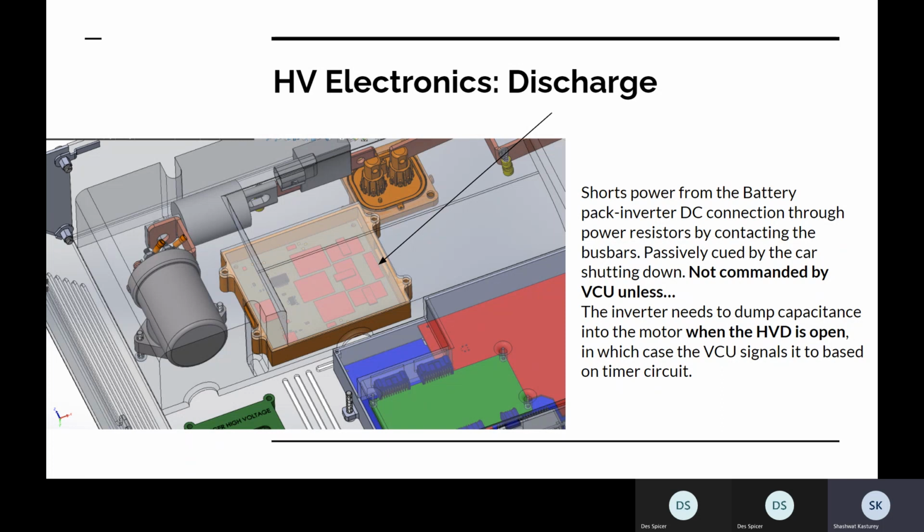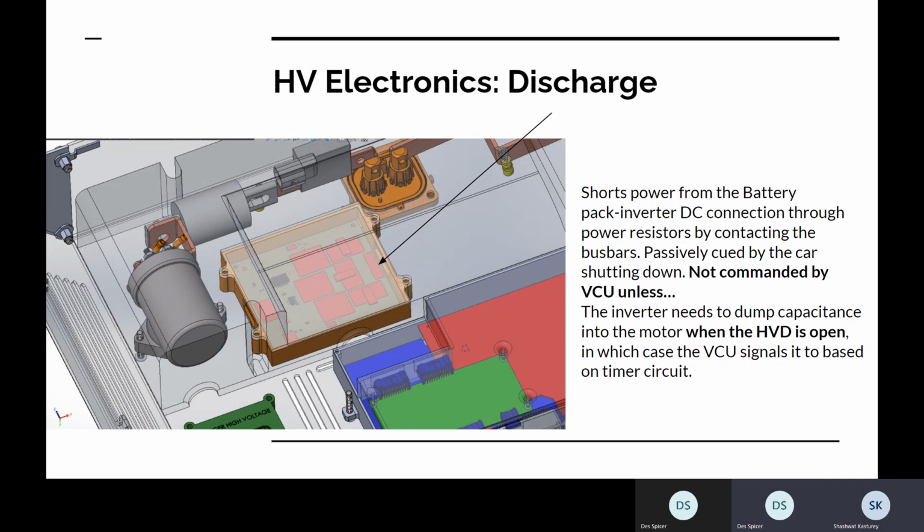Another interesting thing with discharge is that you can discharge the capacitance in the inverter to the motor. We have this handling with the VCU where, say the HVD, the high voltage disconnect, the output connector of the battery pack, is open. The capacitance in the inverter can still be discharged to the motor. So it's the safest way. We've covered off every scenario of discharge, basically. Did I explain that correctly, Des?